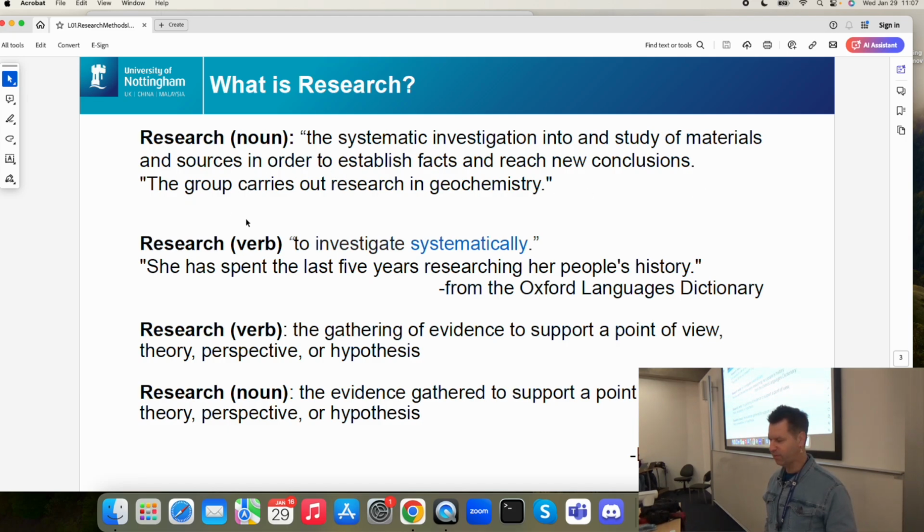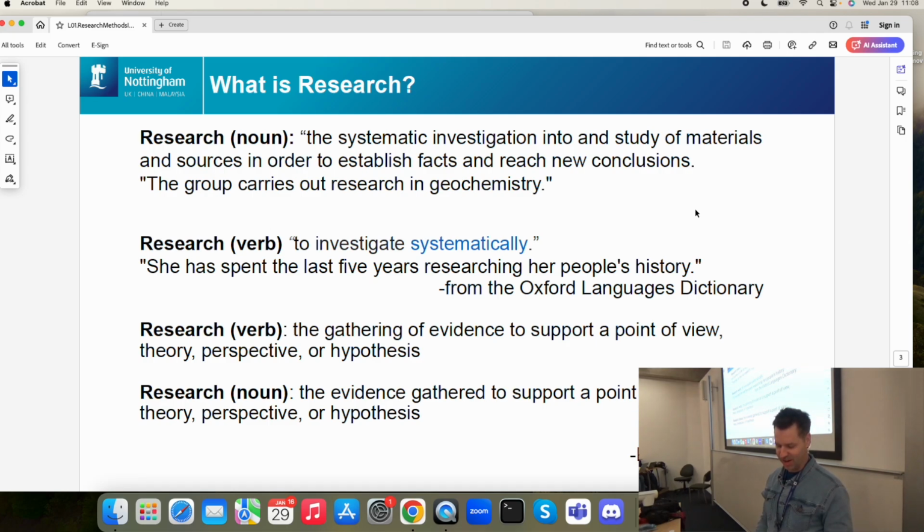If we look up the verb form of the word in the dictionary, it says to investigate systematically. She has spent the last 5 years researching her people's history. This is the Oxford Languages Dictionary. I like to look up the definitions of words in dictionaries. I enjoy it. It's always fun to see what the dictionary has to say. But I often find that the dictionary definitions are not as helpful as they could be. They're a little bit abstract, a little bit confusing, a little bit wordy. So I have my own definitions that are better, obviously.